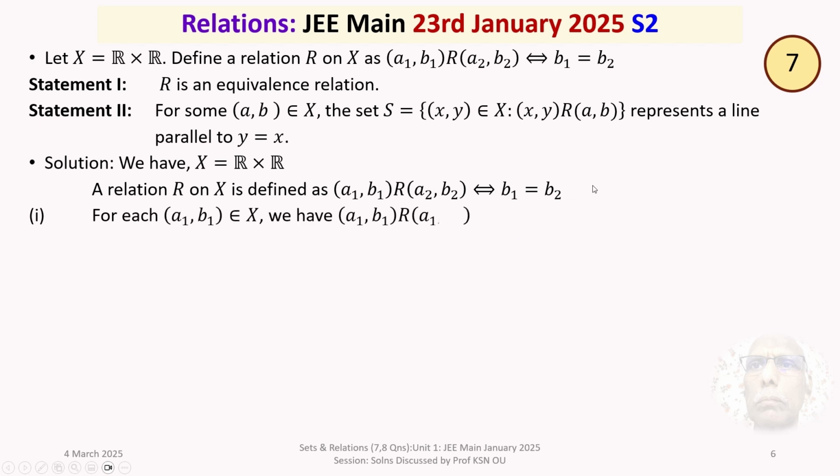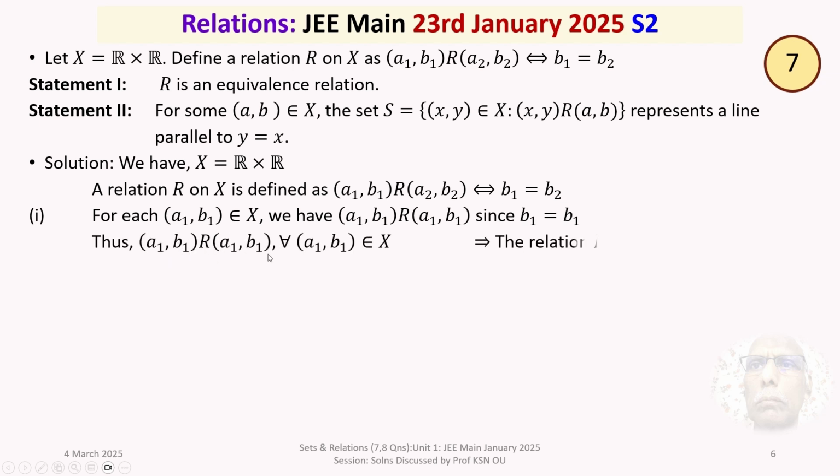We are now checking the properties of this relation R. Is it reflexive? For that, consider first, for each A1, B1 belonging to X, we have A1, B1 related to itself because their second components are equal. B1 is equal to B1. Thus, A1, B1 is related to A1, B1 for all A1, B1 belonging to X. Thus, the relation R is reflexive.